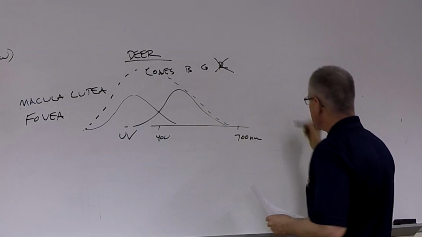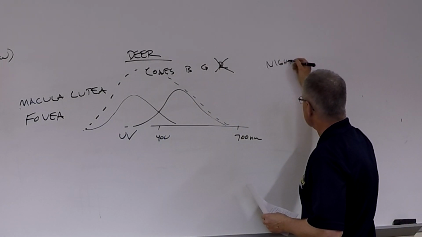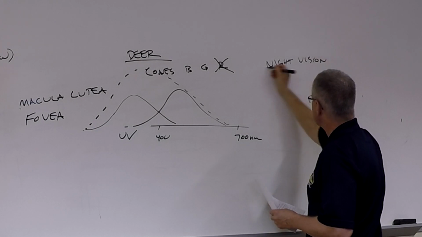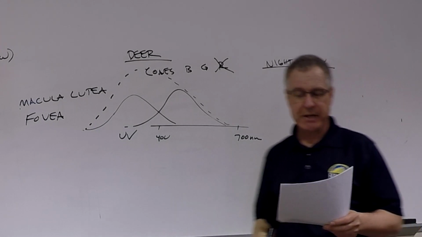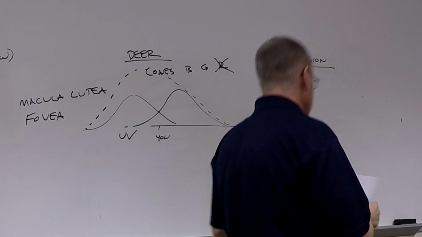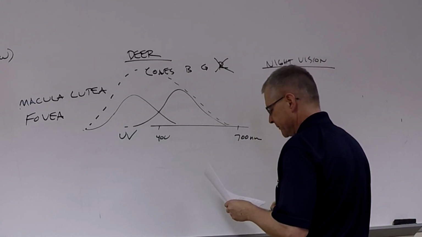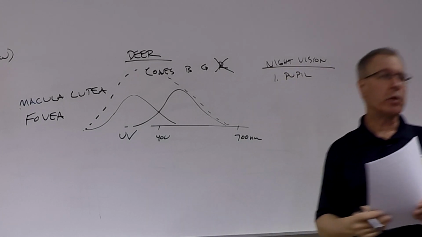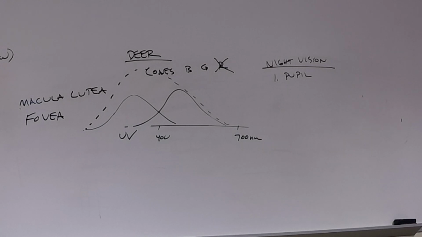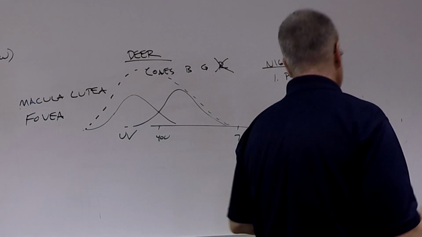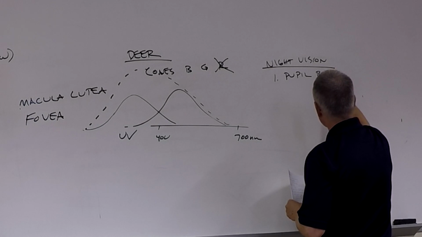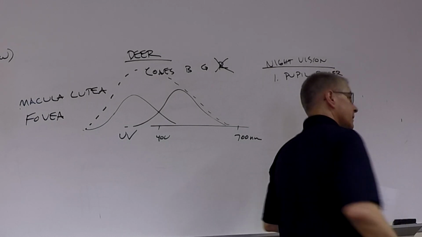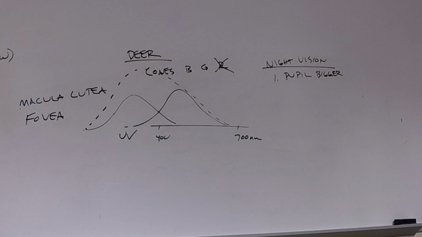So let's see what gives them a lot better night vision than we have. Besides the fact that they only have two types of cones. One thing, very simple. How's their pupil compared to ours? It's a lot bigger. And why would that let them see better at night? More light's coming in. They just flat out have more light coming into their eye, getting back to that retina. So that one's easy.